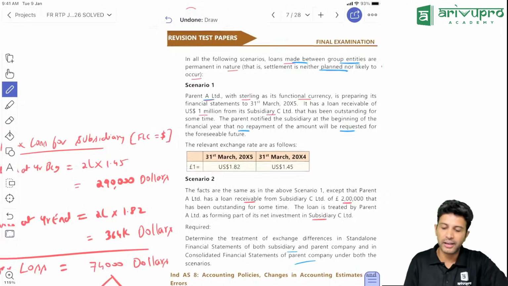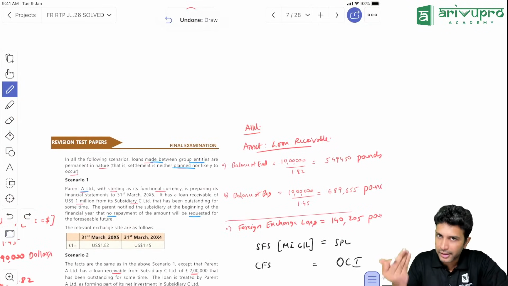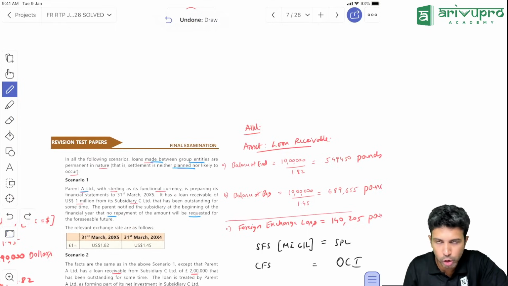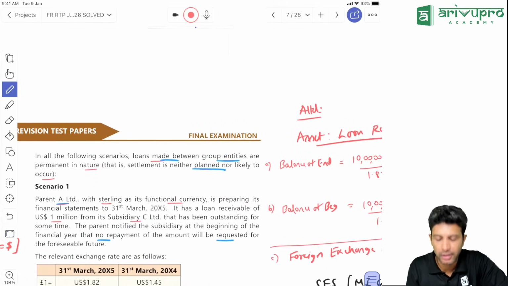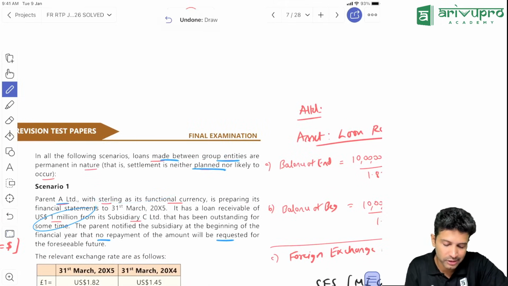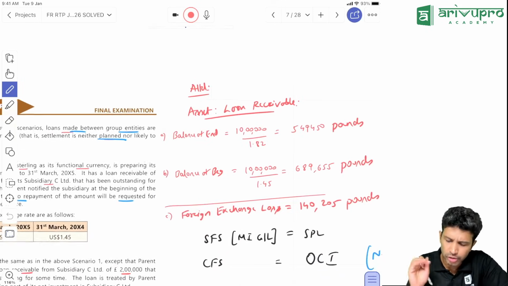Okay. First, let's find the forex gain or loss. A Limited is the parent. They've given a loan to subsidiary C. But this loan is not given in the functional currency of sterling pounds. It is given in a foreign currency, $1 million. Any currency other than functional currency is a foreign currency, right? So you need to convert.